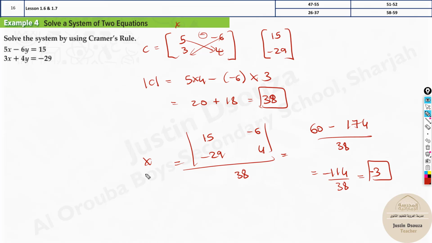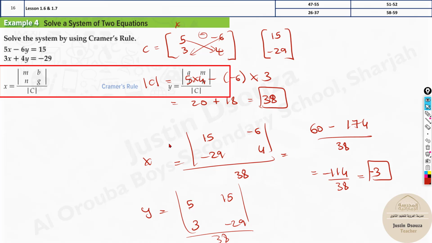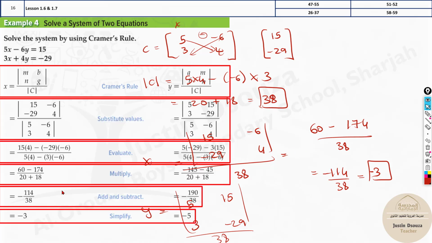Now same way to find the y value, all you need to do is see the given coefficient matrix, right? Let's write x values, but since we have to find y, just replace the y values by this 15 and minus 29, and then you solve it divided by 38. You need to find the determinant over here, and that is how we can easily solve for the answer for y. So you can see here the x value was minus 3, this is what we got.